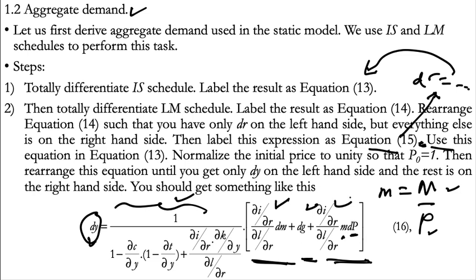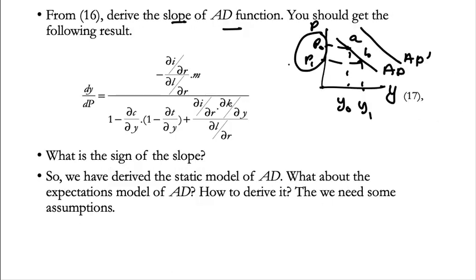So which one is more important? Obviously this one. What should we do with dG? What should we do with dm? Obviously, in order to derive the slope of the AD function from 16, in order to get 17, you must set dG equal to 0 and dm equal to 0. Then you can get something like 17. But why do we need to set these two equal to 0? What does it mean here? Try to learn more about this.